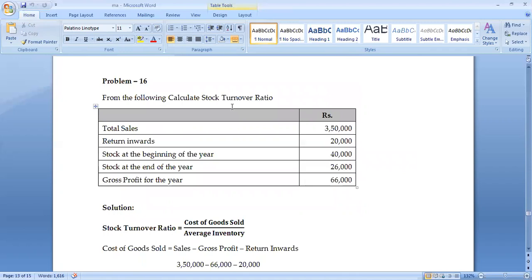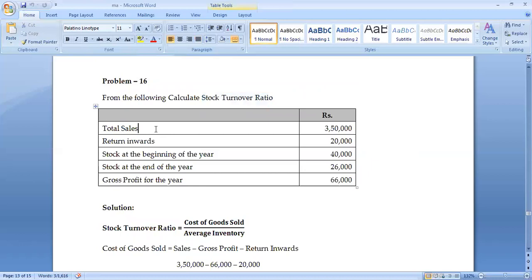Whenever there is a stock turnover ratio, it considers only two pieces of information. One is the cost of goods sold. What is cost of goods sold? Cost of goods sold includes all the direct expenses, and any purchases or sales will be adjusted. See the information given here. It also considers the average inventory. Average inventory means opening stock plus closing stock, divided by 2.